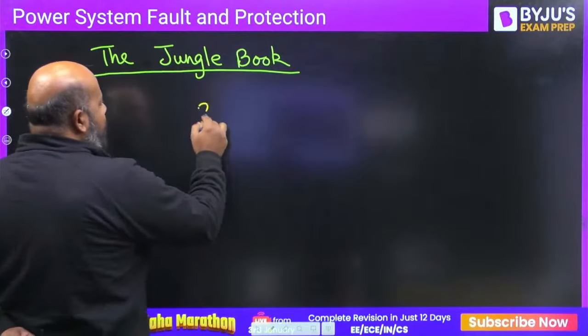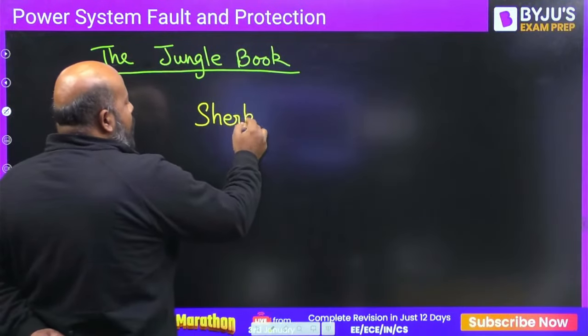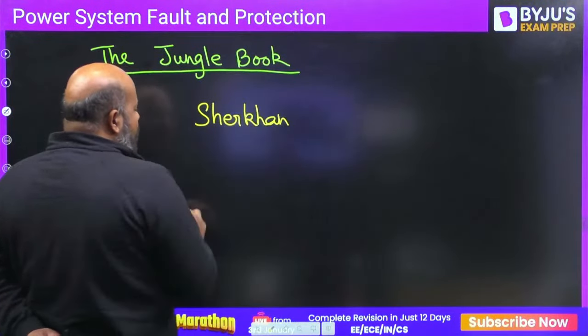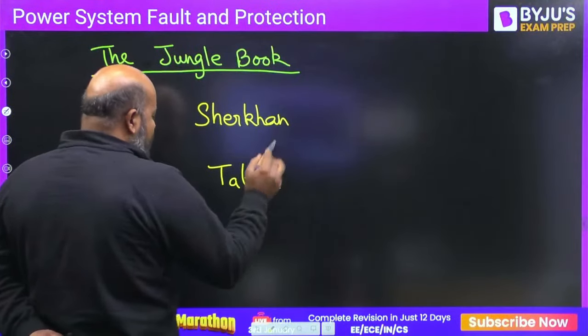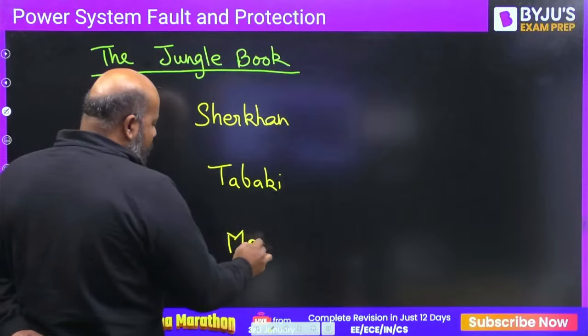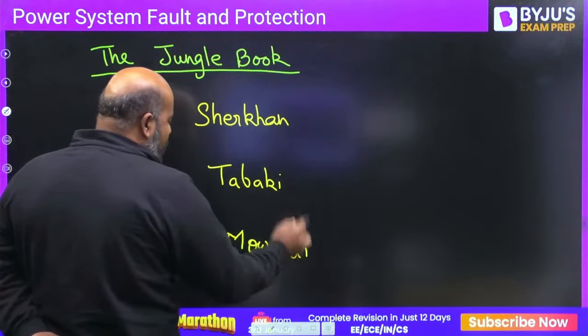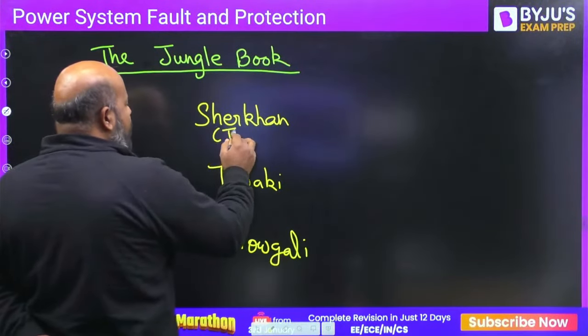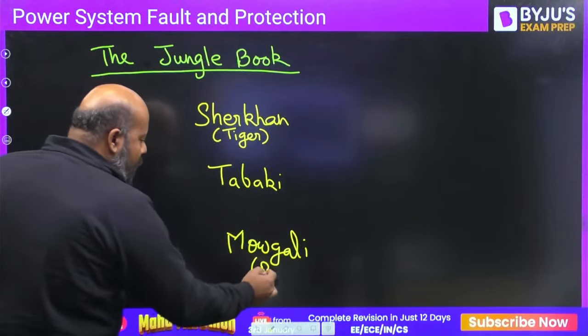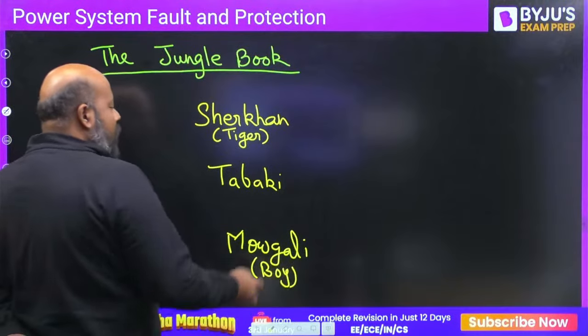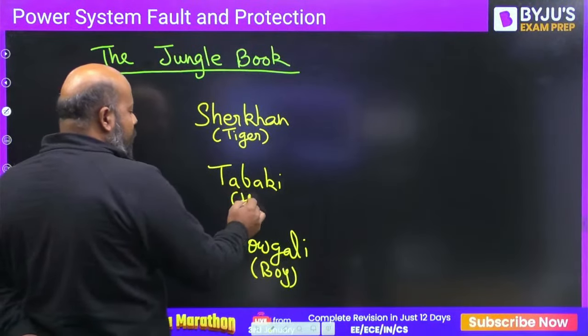The first one is Sher Khan. The second one is Tabaki. And the third one is Mowgli. Sher Khan is the tiger who always wants to kill the boy. This is the boy, a small boy, and Tabaki is a hyena.